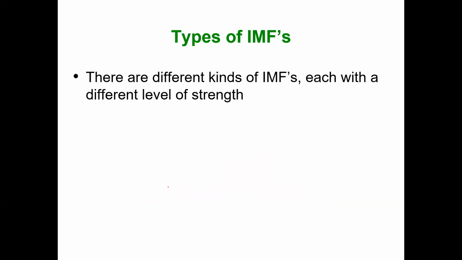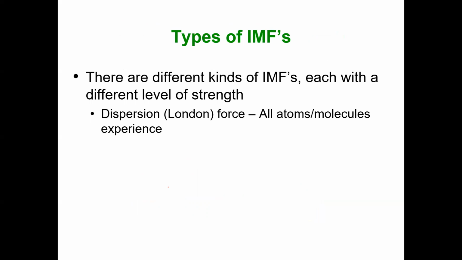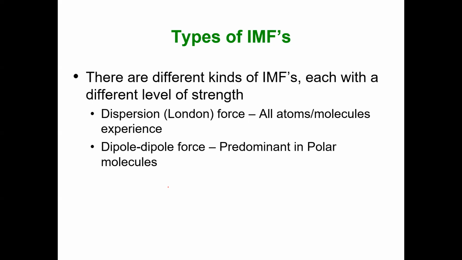So what are the different types of intermolecular forces? We have dispersion forces. All atoms are going to experience this. Why? Every atom or molecule has electrons and protons, so they're going to be attracted to their neighbors' electrons and protons. Dipole-dipole forces are the predominant intermolecular force in polar molecules. If I'm a polar molecule, I can experience dipole-dipole and dispersion, but the dipole-dipole is going to be stronger.